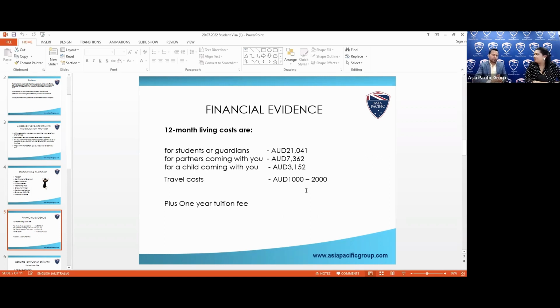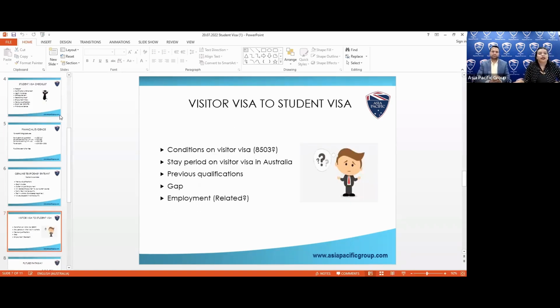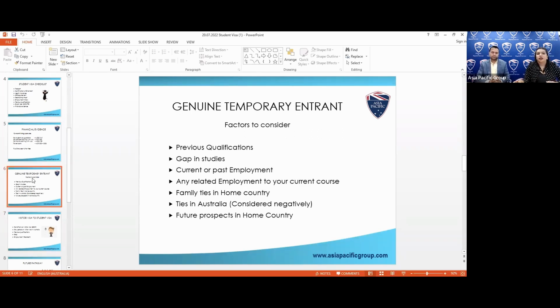So we have to make sure we provide a strong GTE statement and there are no gaps or lags in the application. So guys, it is very important to choose the right migration agent for you so that everything goes fine and everything is submitted in a smooth way so that you don't have a hassle later on. The next thing I want Arun to give detail on is GTE, the most tricky document in the student visa application.